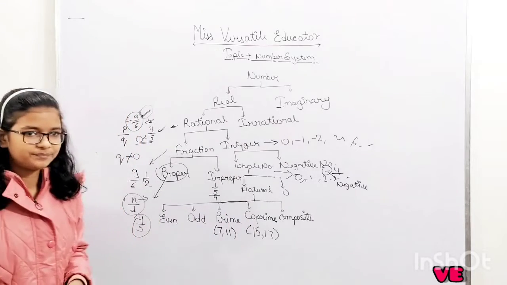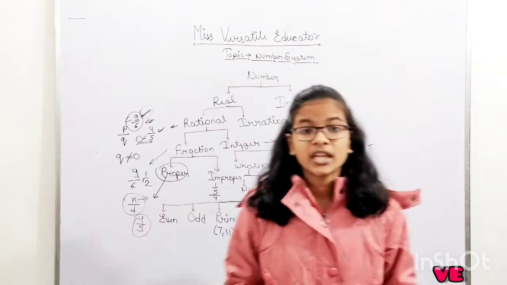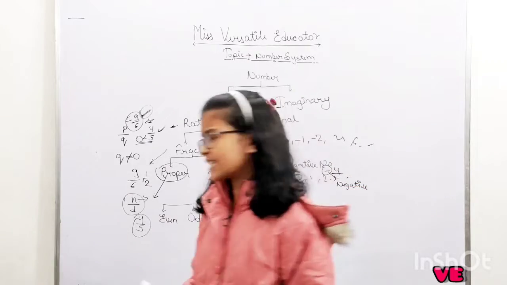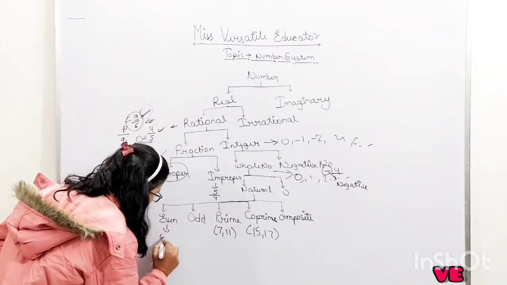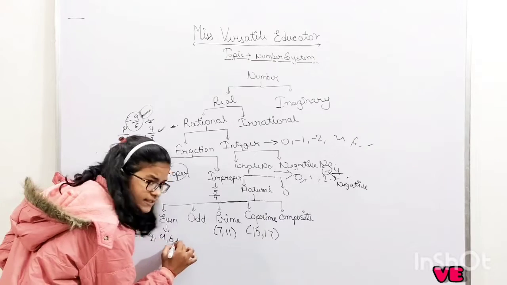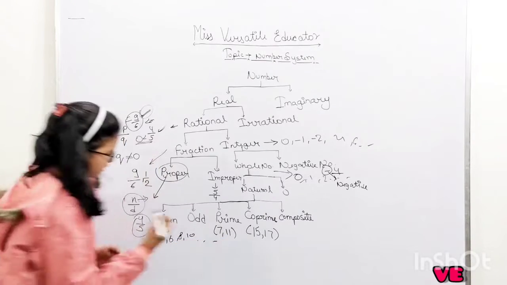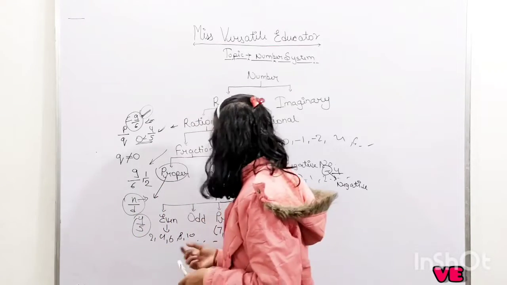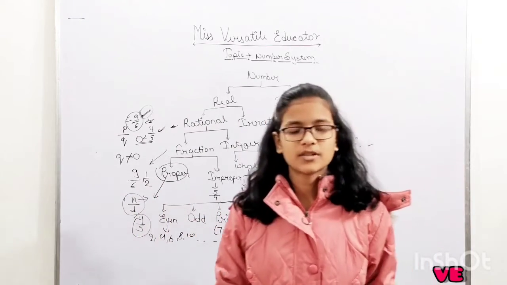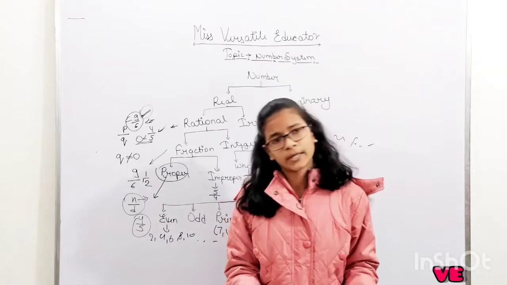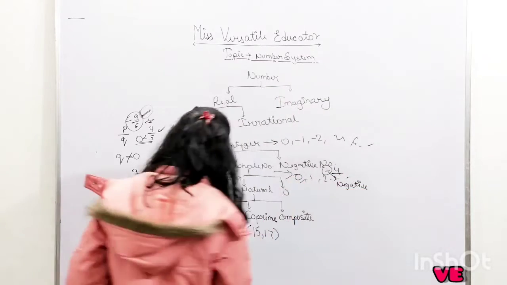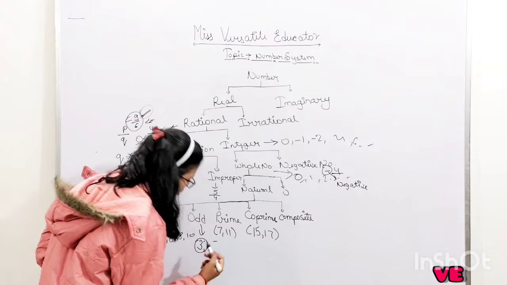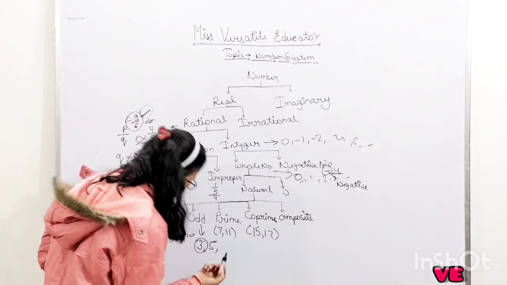First is the even number. What is an even number? Even numbers are the numbers which are divisible by 2 or a multiple of 2. For example, 2, 4, 6, 8, 10 and so on, like 2 ones are 2, 2 twos are 4 and so on. Then there are odd numbers. The numbers which are not divisible by 2 are known as odd numbers. Let's take an example: 3, 5 and so on.